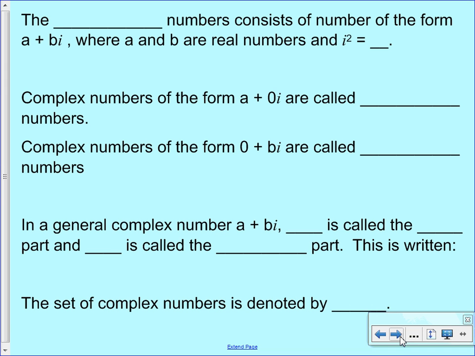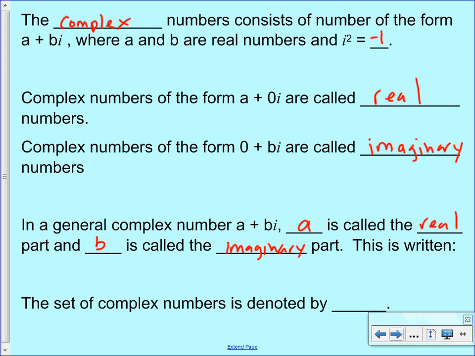As a reminder, a complex number consists of a number in the form a plus bi, where a and b are real numbers, and i squared equals -1. Complex numbers of the form a plus 0i are called real numbers, and 0 plus bi are called imaginary numbers. In general, for the complex number a plus bi, a is the real part and b is the imaginary part.